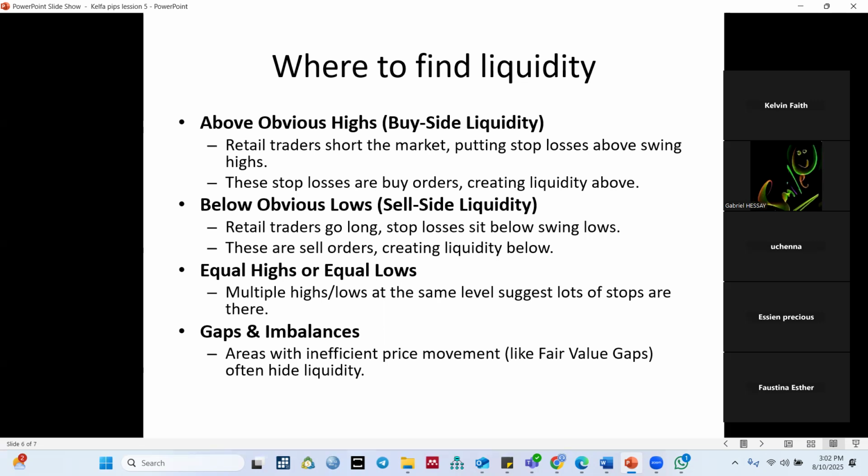And then imbalances. Imbalances are areas of inefficiency like fair value gaps and all that. So all those fair value gaps in the market are areas that price will want to go to. That's why fair value gaps are very important. And we are going to study fair value gaps when we get to institutional reference point in our subsequent classes.